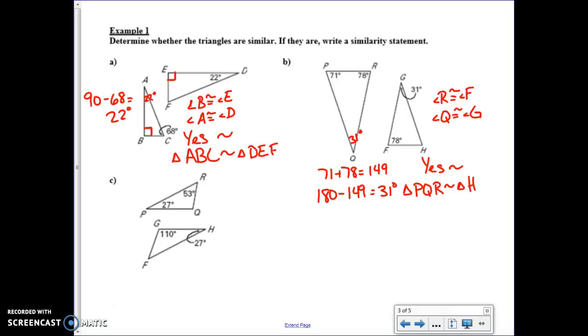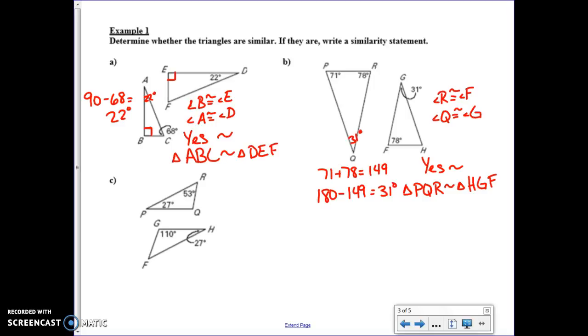Since it's the 71 degree, we don't have that. Then Q is 31 and G is 31. And then R is 78 and F is 78. So it didn't go in quite the order that we thought it would. It's not in alphabetical order for both of them. So make sure you're paying careful attention to that.